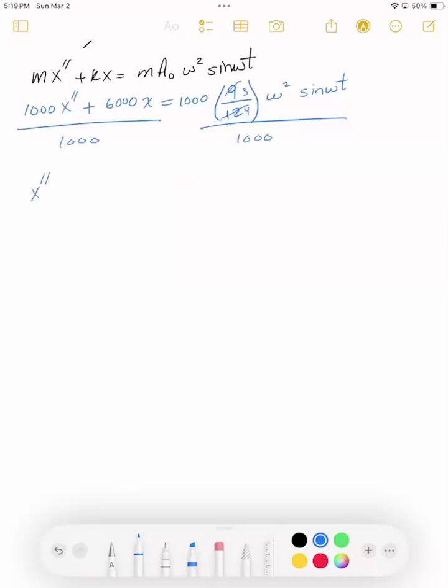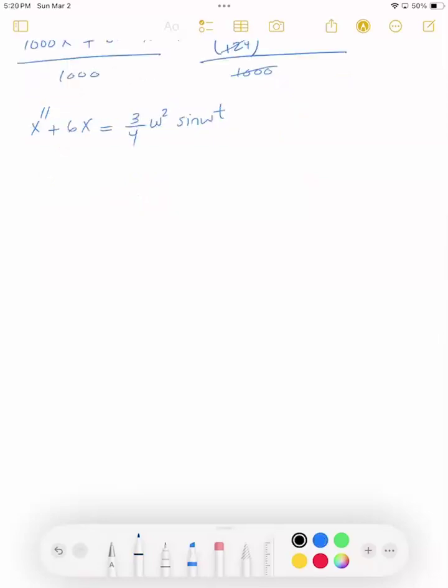So I get x double prime plus 6x is equal to 3/4 omega squared sine of omega t. So we want to find a particular solution because that is what we are interested in. For a particular solution, let's say x particular equal to c cosine omega t plus a sine omega t. So these are the unknown coefficients, and we take the angles to be the same as that.